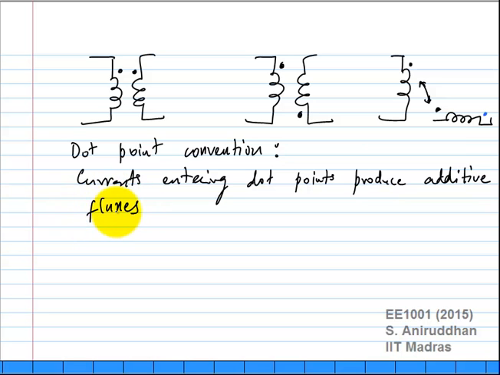Currents entering dot points produce additive fluxes. In other words, M is positive. So this is just a convention. If you put the dot points in this way, you can clearly tell whether M is going to be positive or negative depending on what direction the current takes. Is that clear?